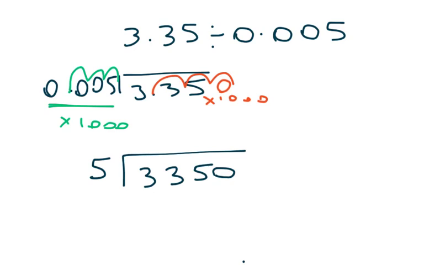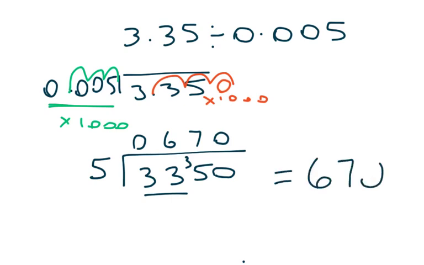So we start doing our operation. Can 5 go into 3? No, it can't. So we put our 0 there. Can 5 go into 33? Yes, it can. It goes 6 times with 3 remainder. Can 5 go into 35? Certainly can. It goes 7 times. And 5 into 0 goes 0 times. So we've now used all of the numbers that we need to use, and our answer is 670.